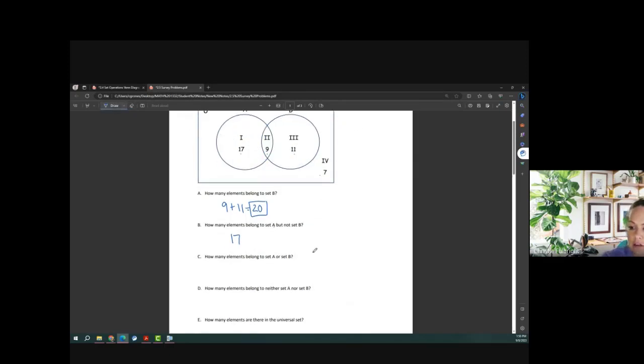C, how many elements belong to set A or C? Anytime that you see "or," we are looking for the union. So we are going to add 17 plus 9 plus 11, which gives us 37 elements.